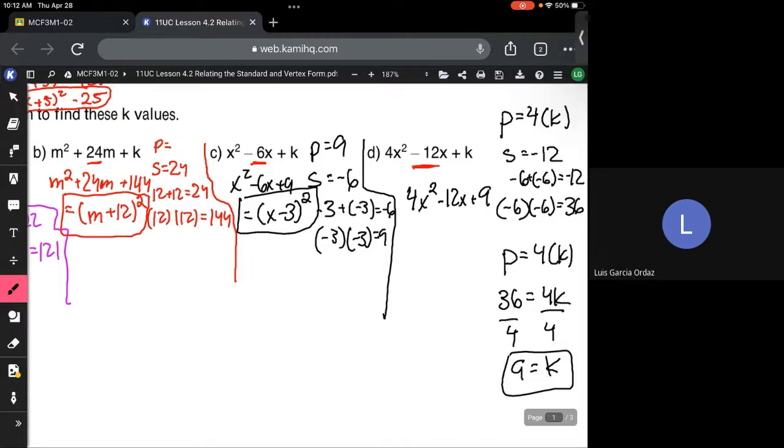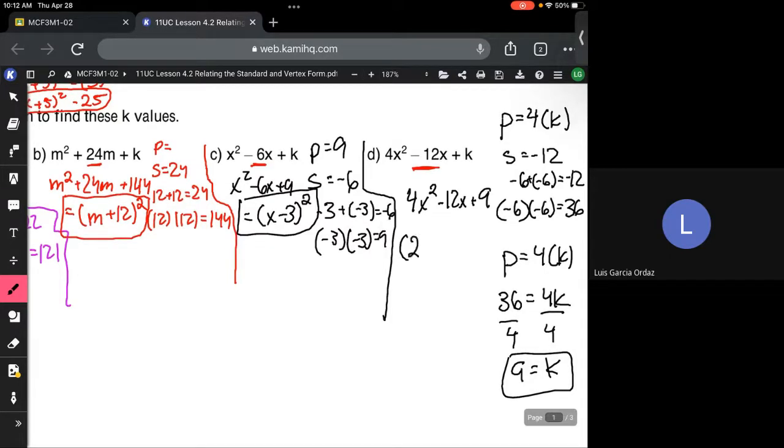2x. So the square root of 4x squared is 2x. And what's the square root of 9? 3. So the reason why it's 2x minus 3 squared is because the middle term is what? Positive or negative? Negative. How did we get 2x and 3? You have to take the square root of 4x squared and the square root of 9. Why do we have to get these square roots? Because it's a perfect square trinomial.